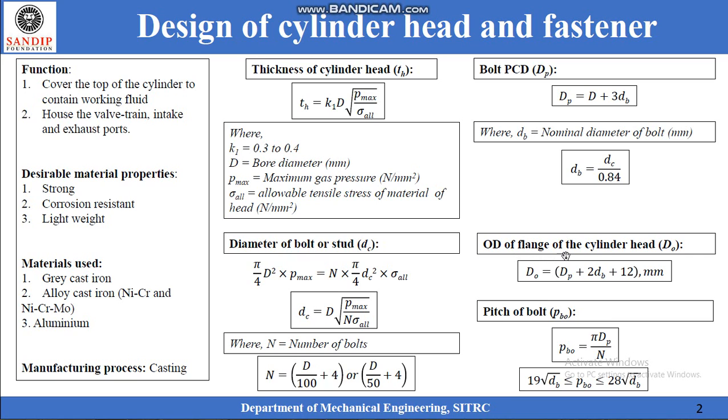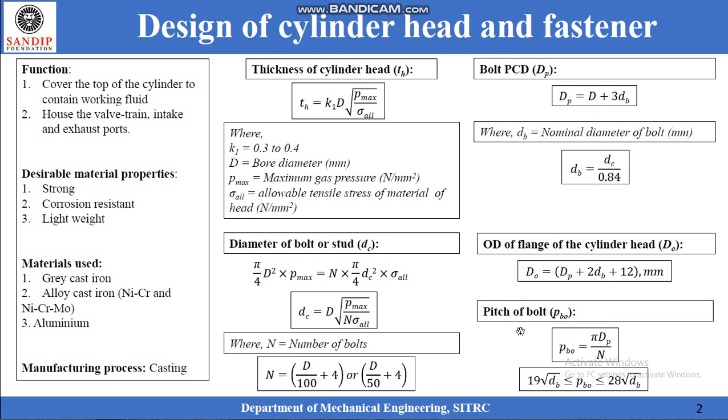Outer diameter of the flange of the cylinder head can be calculated by the formula Do equal to Dp plus 2 db plus 12. Please note, as here we are using a scalar 12, the unit of the formula is very important. It should be in millimeter.